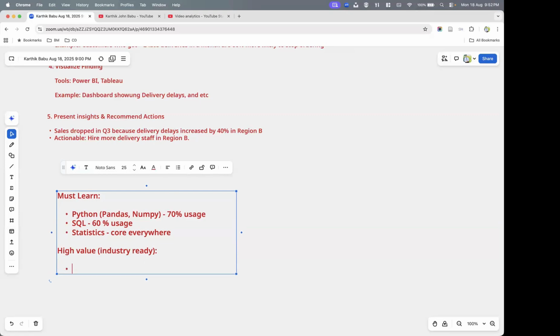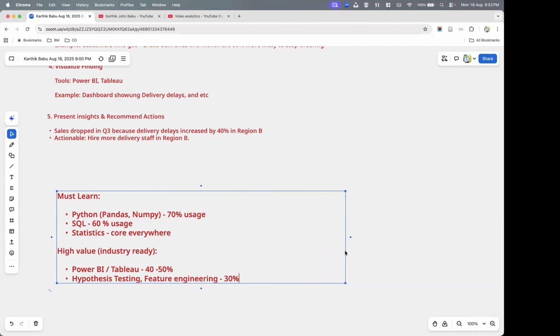Under this category, Power BI is one important tool, and another important tool, as I told you, is Tableau. You will be using these for 40 to 50 percent of your usage, and they are very, very important. Then there are hypothesis testing and feature engineering. You would spend somewhere around 30 percent of your usage on these, meaning in your day-to-day work, hypothesis testing and feature engineering would demand 30%.